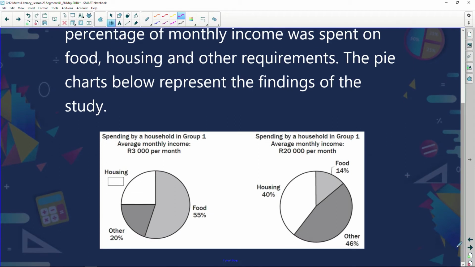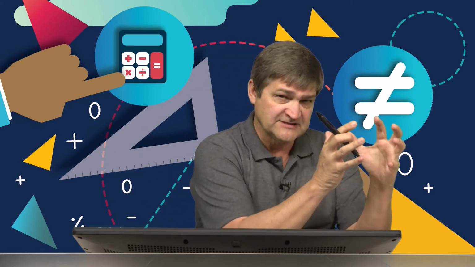So let's have a look here. We got 2 pie charts. First one, spending by a household in group 1, where their average monthly income is 3,000 Rand a month. Next one, the spending of a household in this group, where the average monthly income is now 20,000 Rand per month. So we've taken a group of people and we said, right, let's take this group. We're going to look at those that average 3,000 Rand a month and another group that averages 20,000 Rand a month and see how they spend their money.